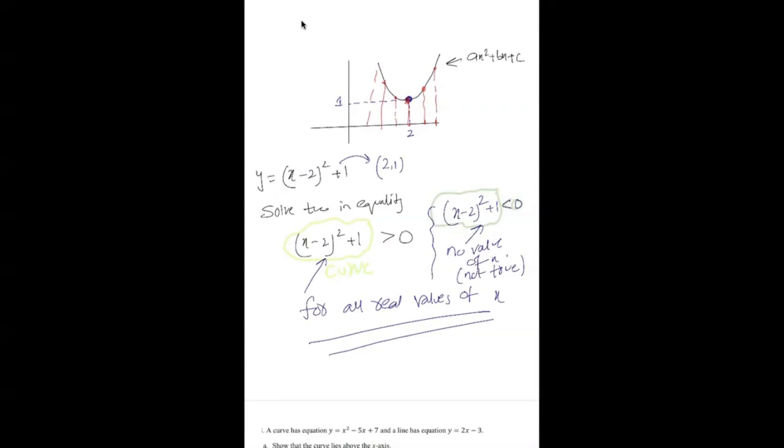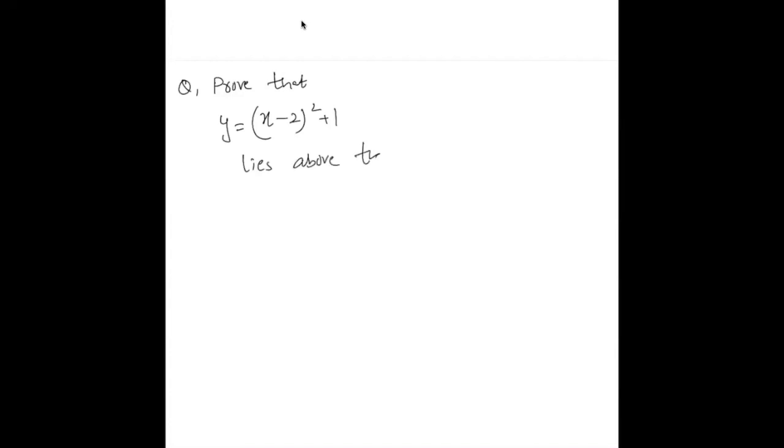Sir, what do you mean? What do you mean, not true? I meant to say, I want you to do this example with me. If you have this equation, (x minus 2) squared plus 1, this is the equation of your quadratic curve, right? Yes. Okay, let's say the question is: prove that y equals (x minus 2) squared plus 1 lies above the x-axis.